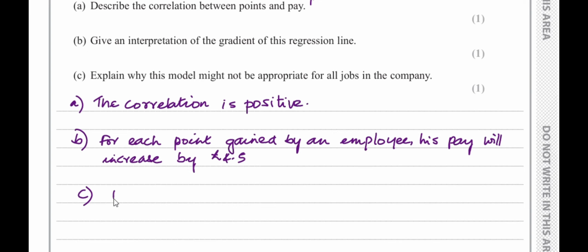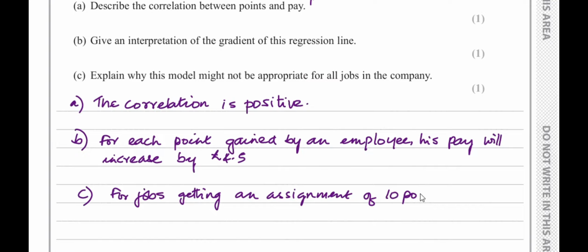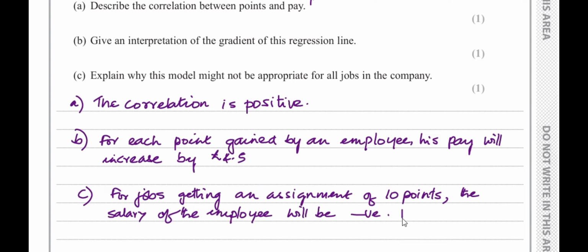So we could say for jobs getting an assignment of 10 points or even less, the salary of the employee will be negative. This is unrealistic.